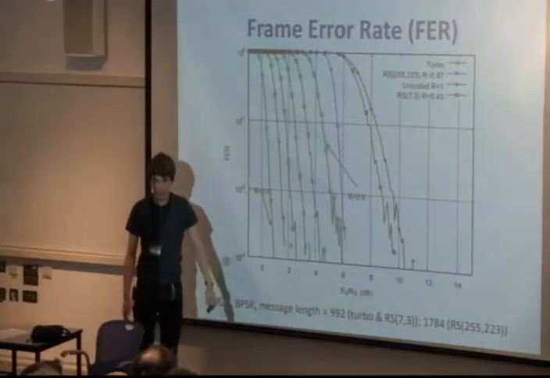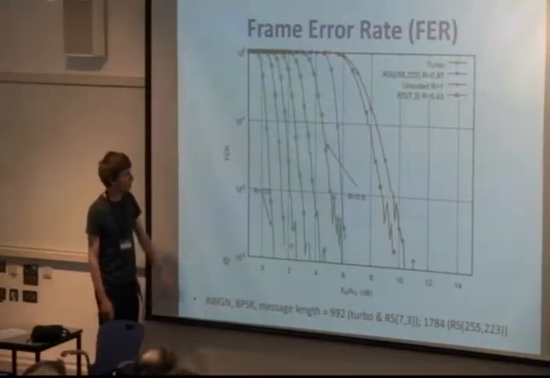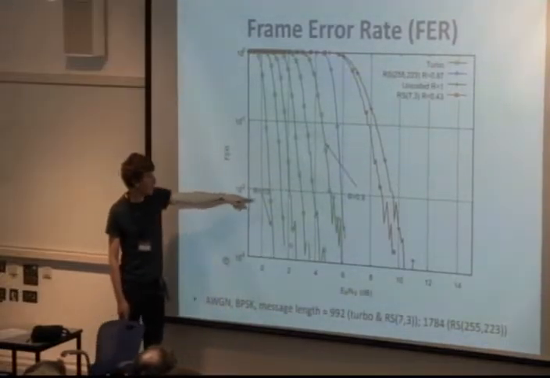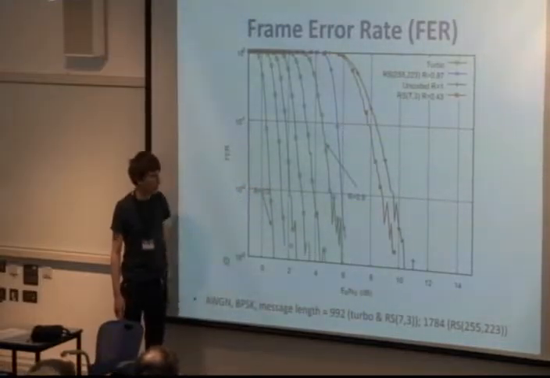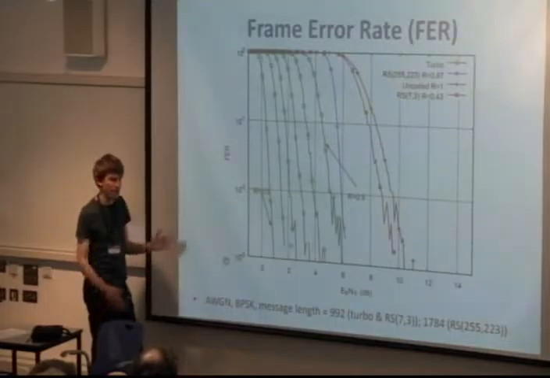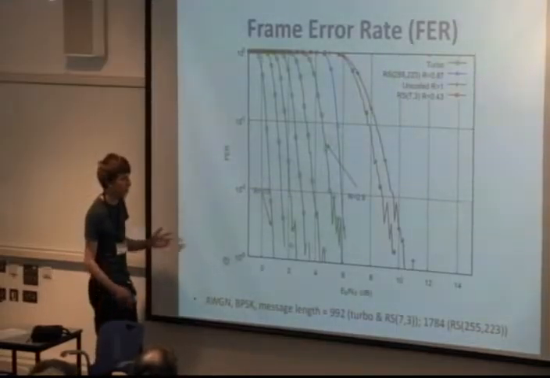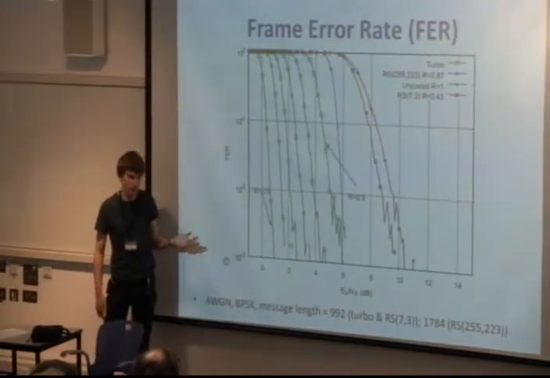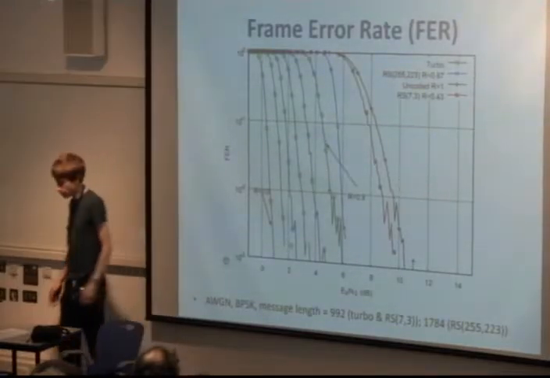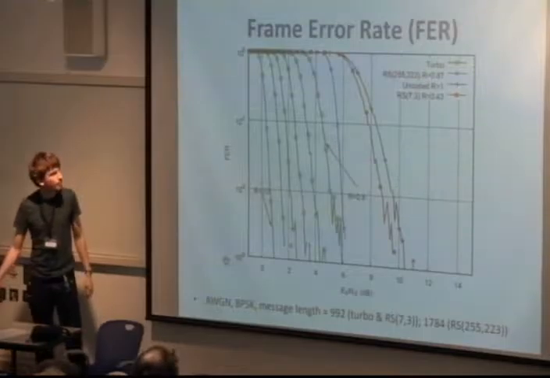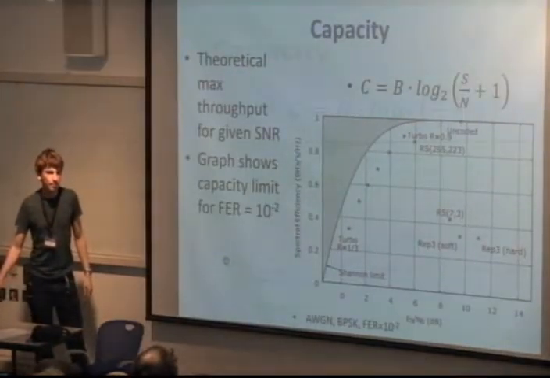I'm too close to see it. So that's the gain from using a third-rate turbo code. You need 8 dB less power. Or another way to look at it is you could use that 8 dB gain to increase the bit rate so you can get more data through, depending on what you want to achieve.